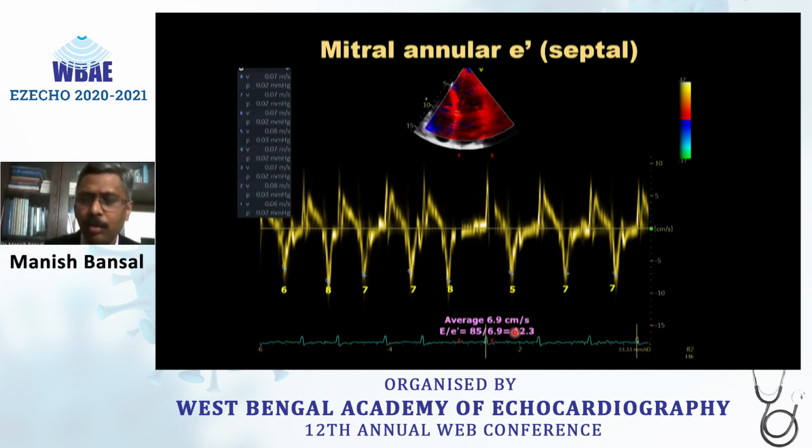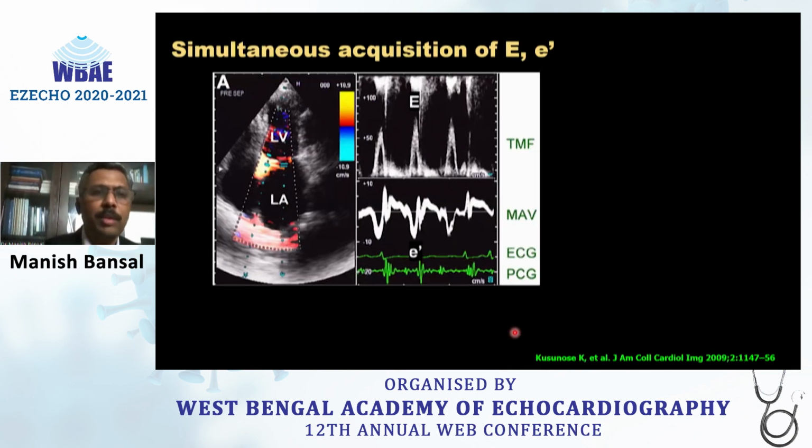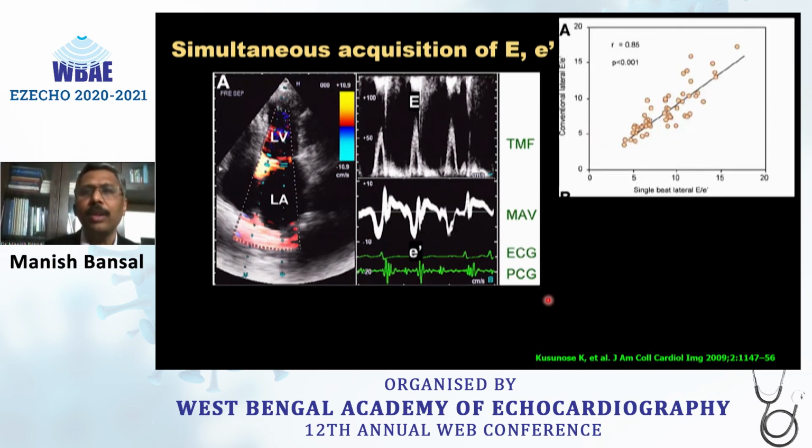But there are some echo machines which have dual Doppler capability, and in those machines we can do both the measurements simultaneously. If we have that facility, then that is going to provide us more accurate measurements clearly. This was shown in this study. I showed you this study previously also, 2009 JACC Imaging publication. Here on this axis, this is simultaneous measurement and this is conventional non-simultaneous measurement.